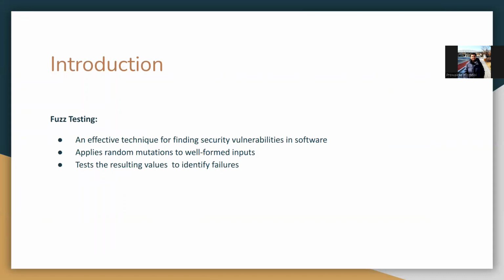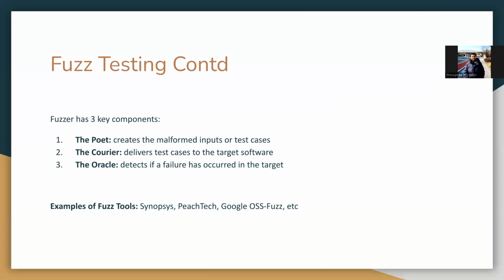So first, let me talk about fuzz testing. What is fuzz testing? Fuzz testing is an effective technique to find security vulnerabilities in software applications. Nowadays, both developers and testers apply random mutations to well-formed inputs. Then they test the resulting values to see if any error occurs. So in fuzz testing, good inputs are mutated to different formats so that it can help to detect security vulnerabilities in software applications. A fuzzer has 3 key components.